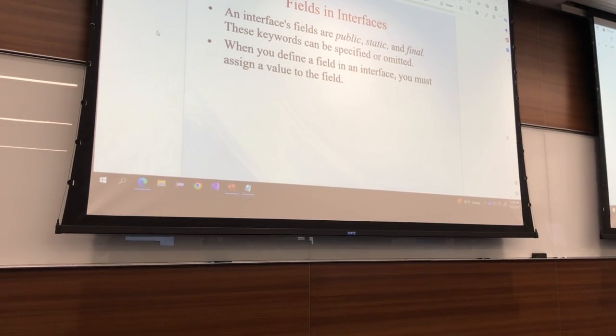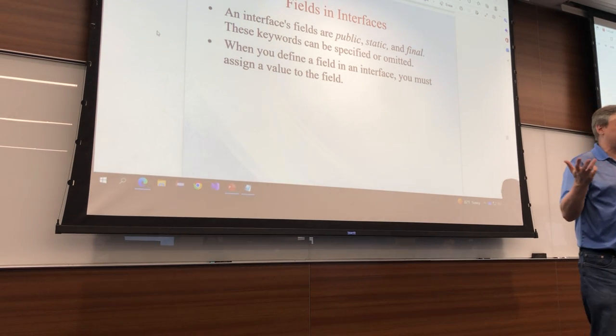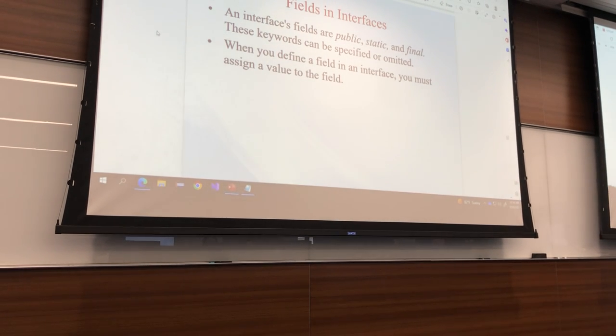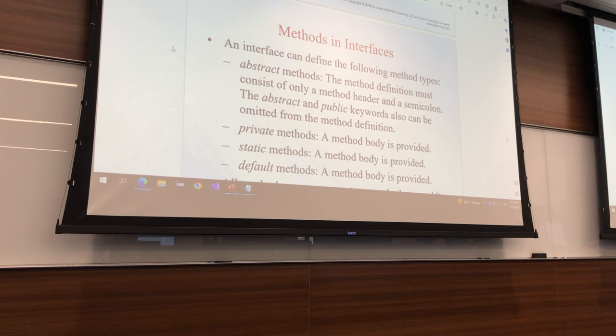We need to talk about fields and we need to talk about methods within an interface. An interface's fields are automatically public, static, and final. The important one that really matters to you there is final. That means that every field in an interface has to be a constant. Because they're all public, static, and final, you can specify them or you can omit them. It doesn't really matter, it's just a preference. Whenever you define a field in an interface, because it's a constant, you have to give it a value. We never define constants without values in this class. That's it for fields. Basically, they're all constants. Let's talk about methods.